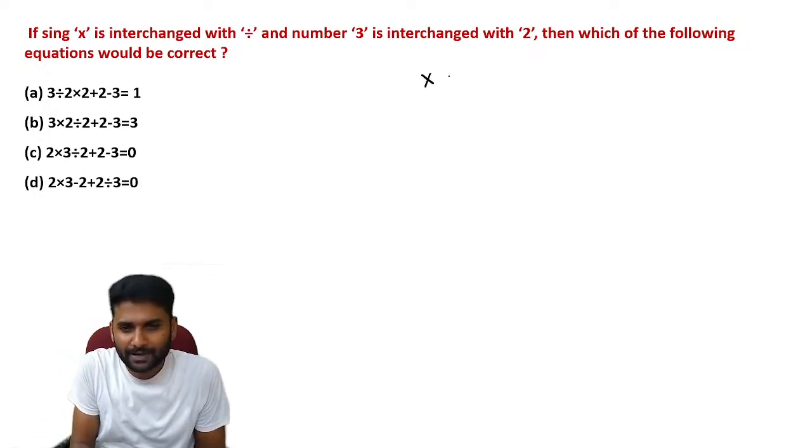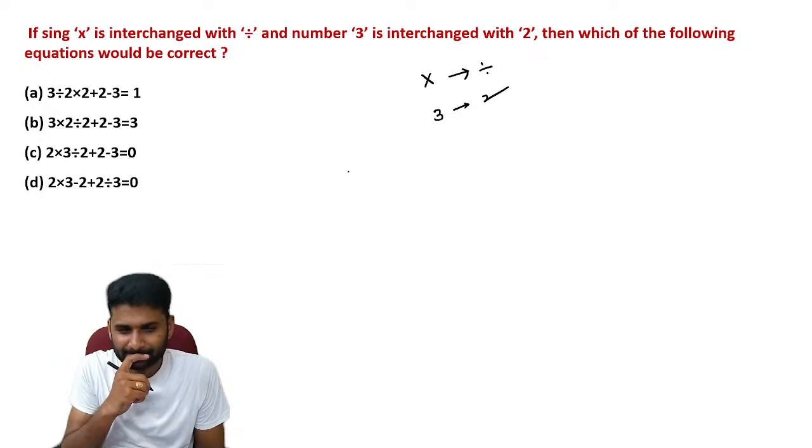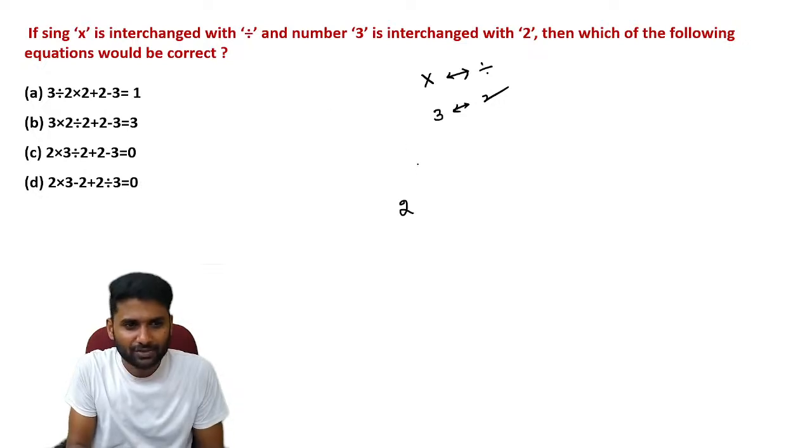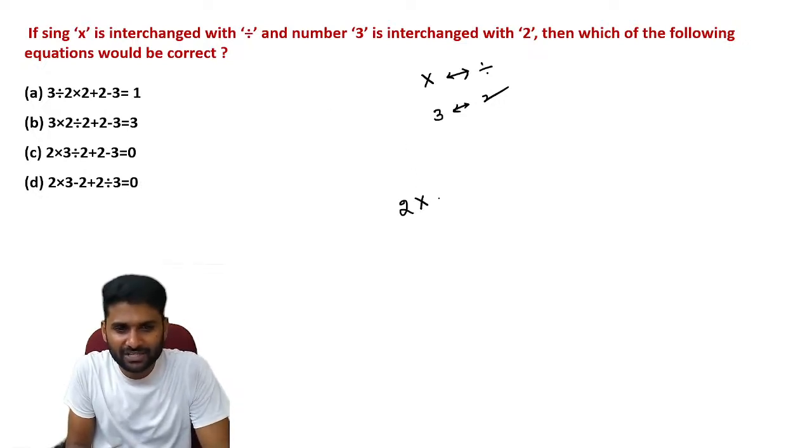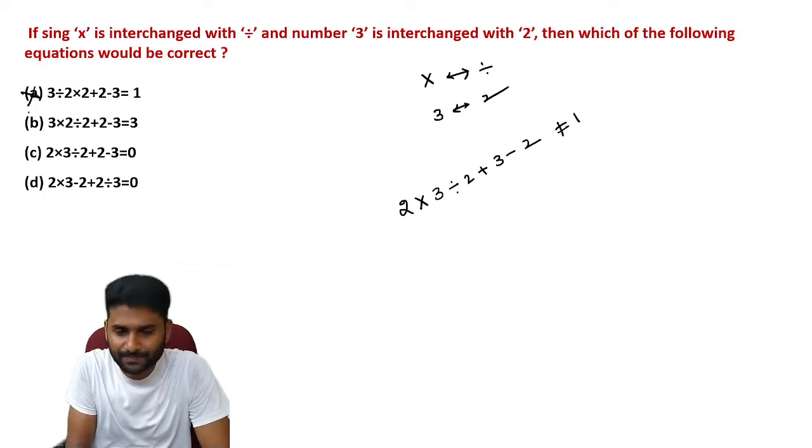See, you should replace multiplication with division. 3 should be replaced with 2. Interchanged, guys, interchanged. Now, replacing division with multiplication, it is 3 divided by 2 plus 3 minus 2. If you go through the simplification, it is not at all equal to 1. So A is not the right answer.